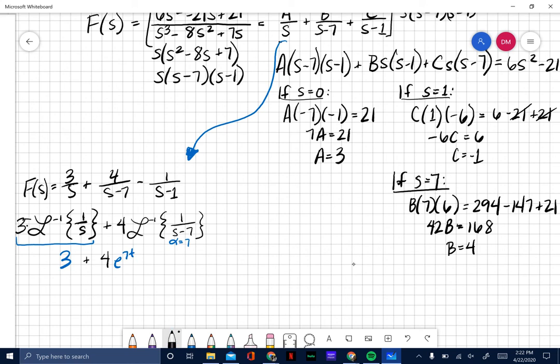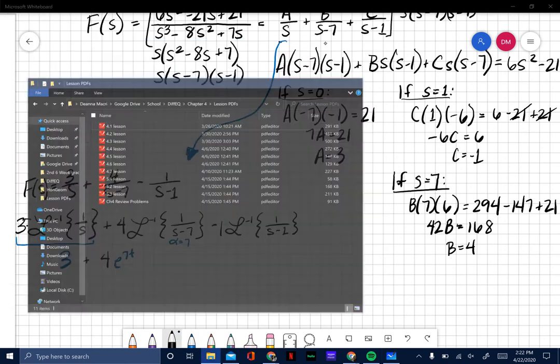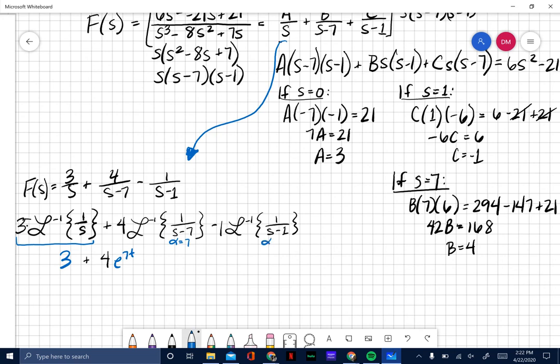All right, and then last, we could do our negative 1 as our constant here, multiply that by the inverse Laplace of 1 over s minus 1. Again, this is just a shift. And so my shift here, alpha is equal to 1. And I multiply that by the constant of negative 1. So that'd be negative 1 e to the t. Okay, so there's my function for f.